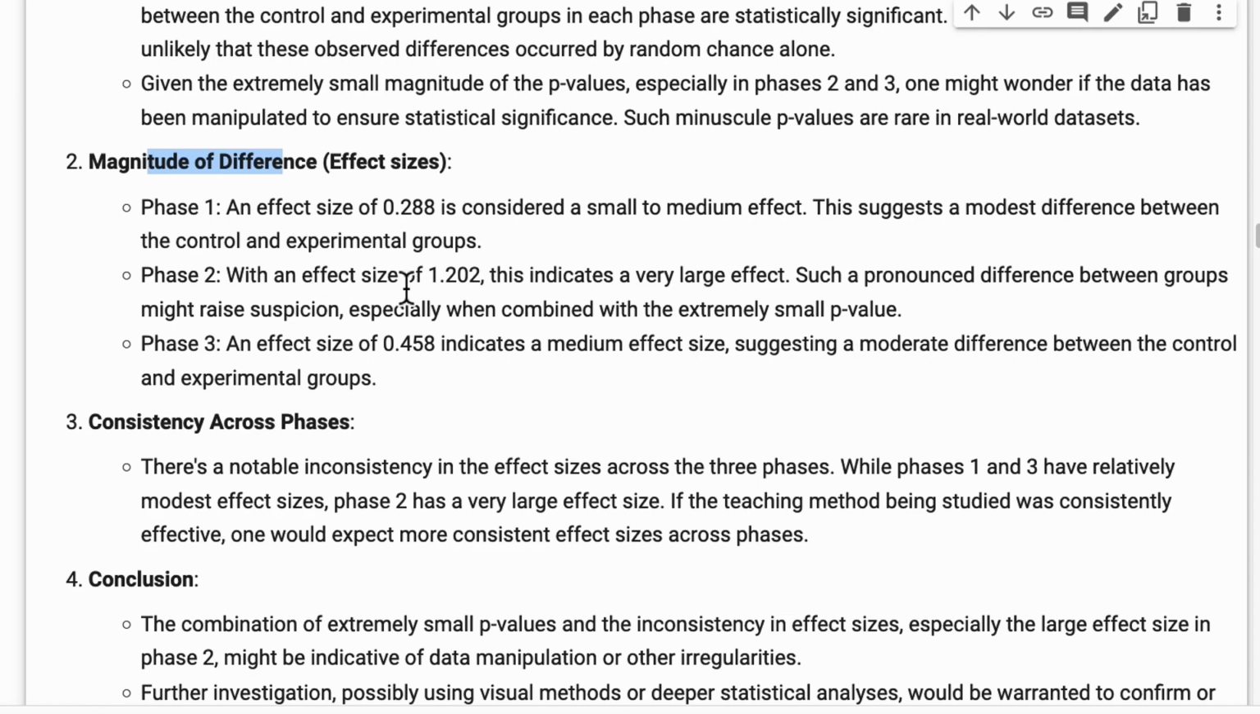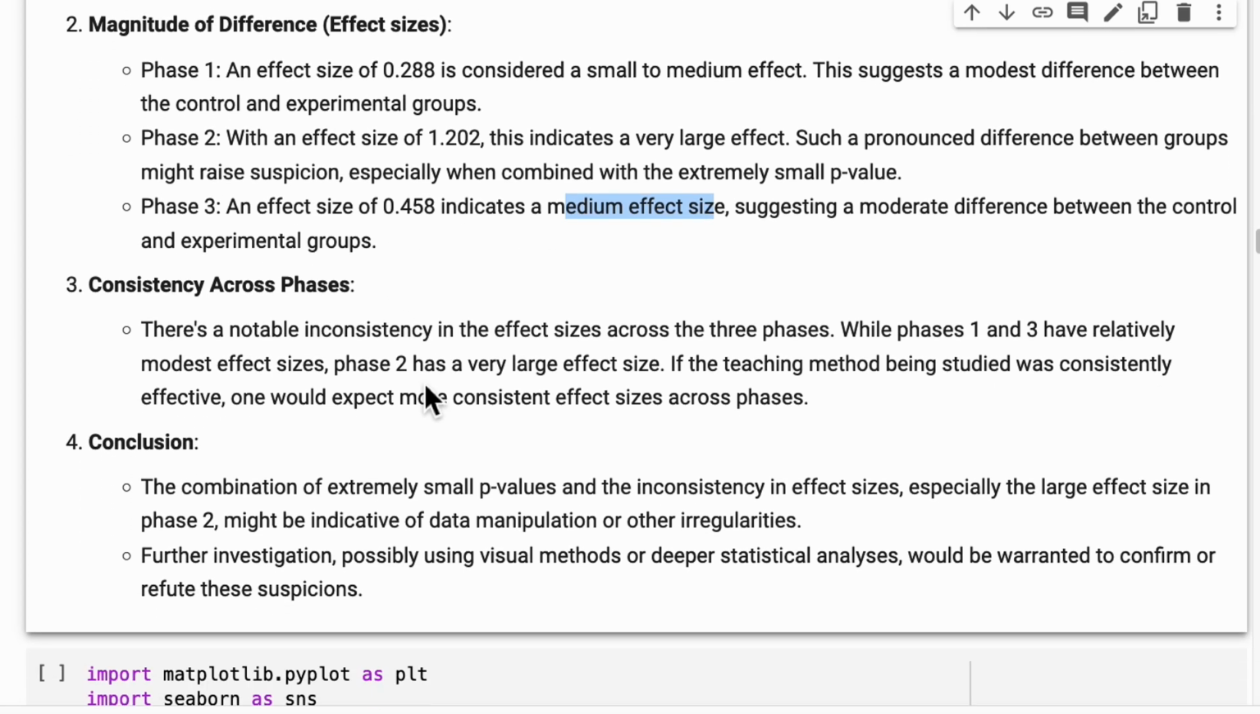Now here we have more than one. That's a very large effect. Such profound differences between groups might raise suspicion, especially when combined with an extremely small value of p. And here in phase 3 is a medium effect size, suggesting a moderate difference between control and experimental groups. Now, when we look at the consistency across phases of the study, right?